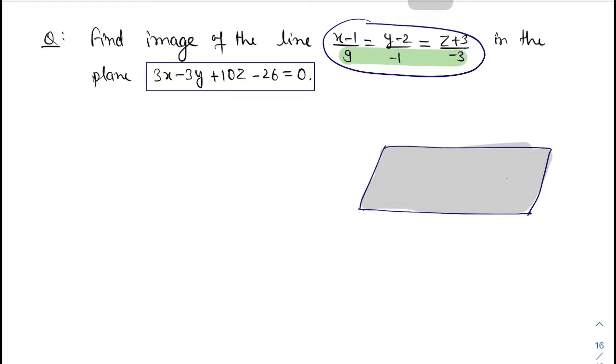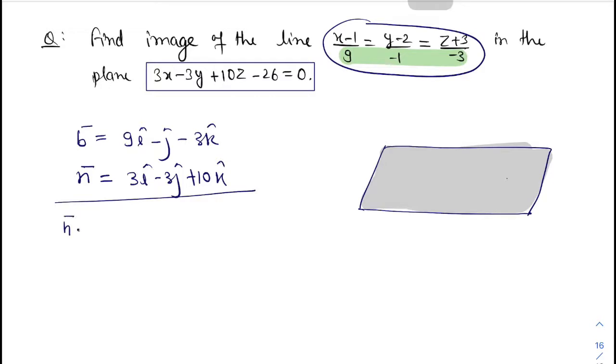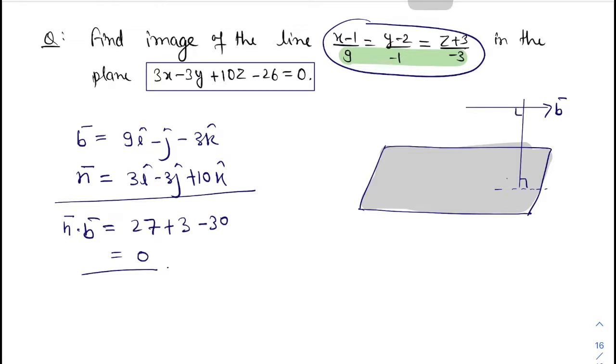Just observe, the parallel vector of the line is 9i cap minus j cap minus 3k cap. What is the normal vector of the plane? That is 3i cap minus 3j cap plus 10k cap. If you take the dot product of these two vectors, you will get 27 plus 3 minus 30, which comes out to be 0. It means the normal vector of the plane is perpendicular to the parallel vector of the line.